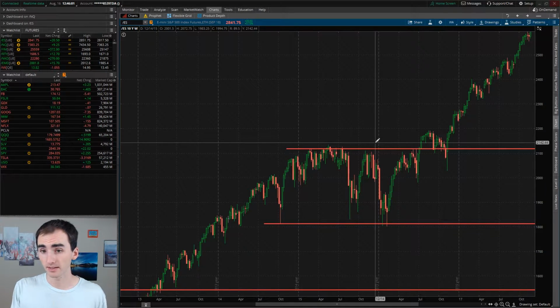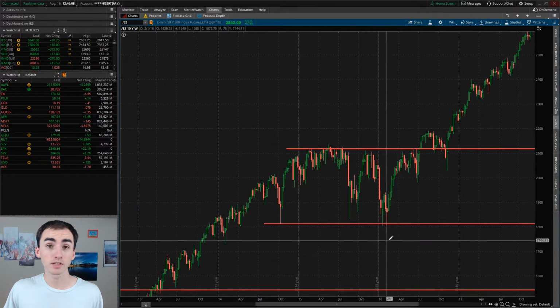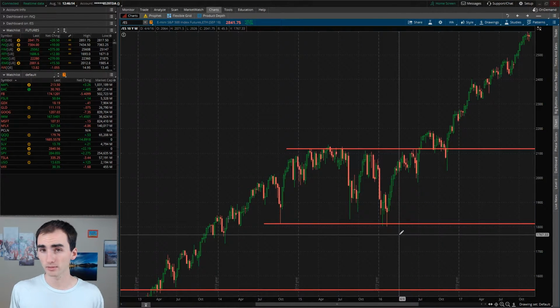It didn't even make it to that level like it did before, but it struggled there again and began to sell off back down to this previous support level that we've had drawn. And we can see that it actually broke through this level a bit by those wicks poking through.